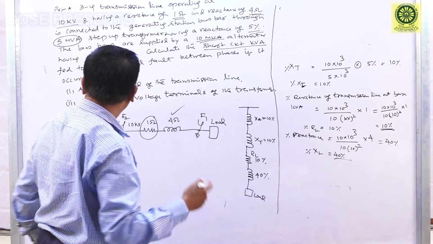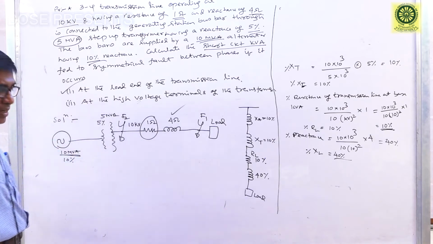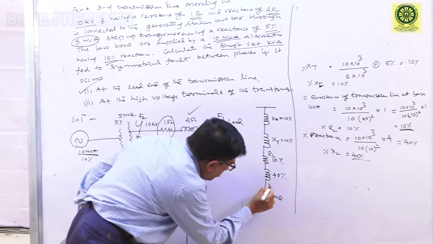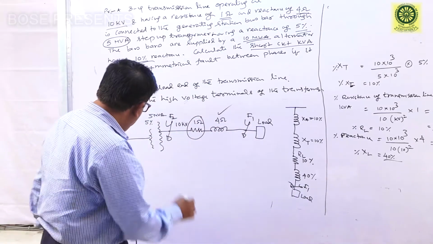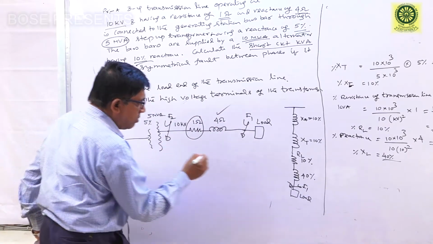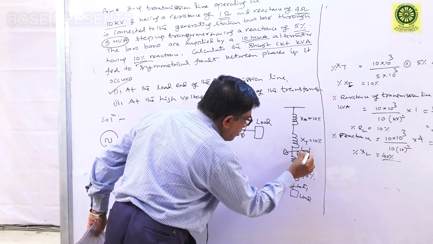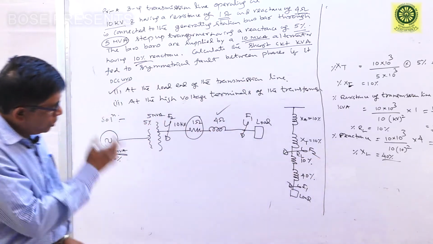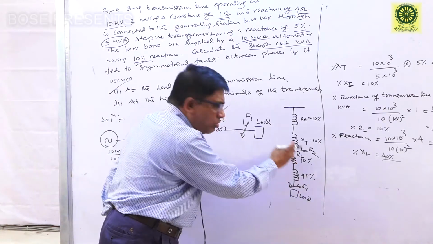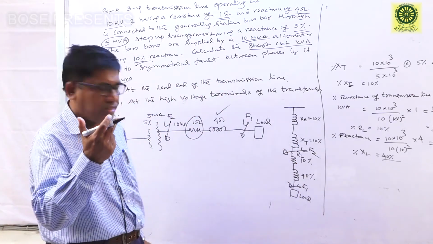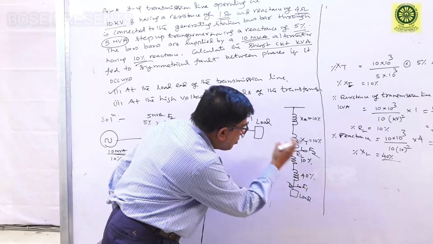What is the first fault? First problem. This is your fault. You have to calculate the short circuit KVA here, and again you have to calculate the short circuit KVA here. So this is your reactance diagram. I have to calculate the fault here and here. Two cases.